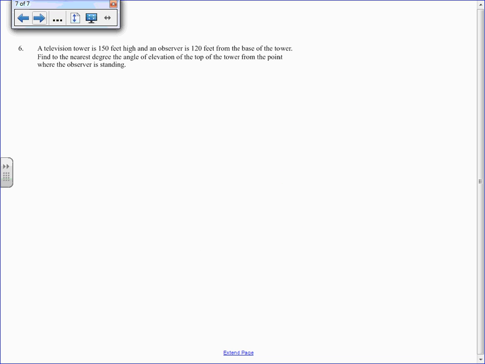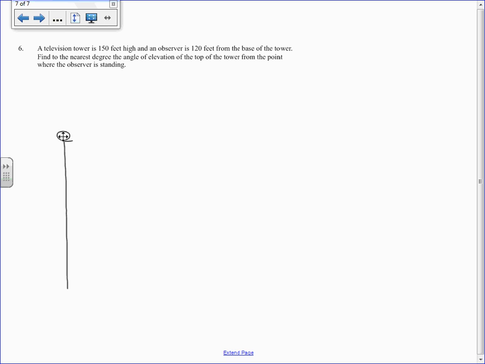And last but certainly not least, a television tower is 100 feet high and an observer is 120 feet from the base of the tower. Find to the nearest degree the angle of elevation of the top of the tower from the point where the observer is standing.